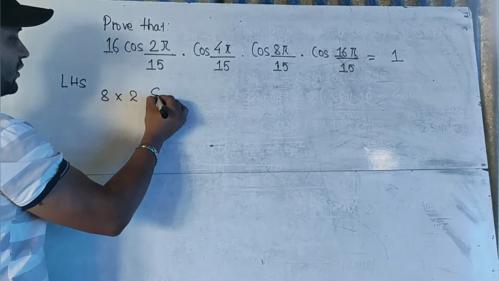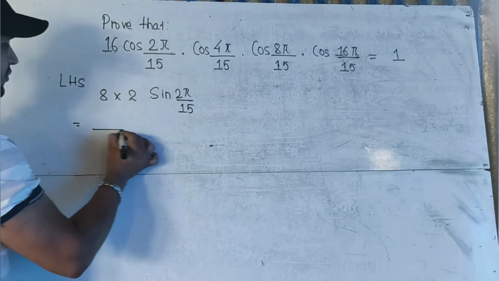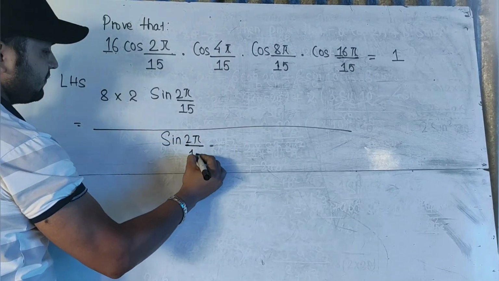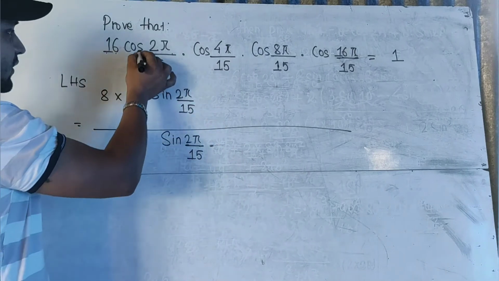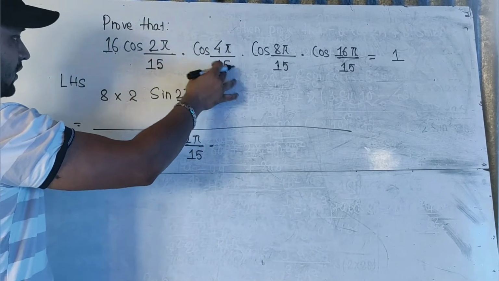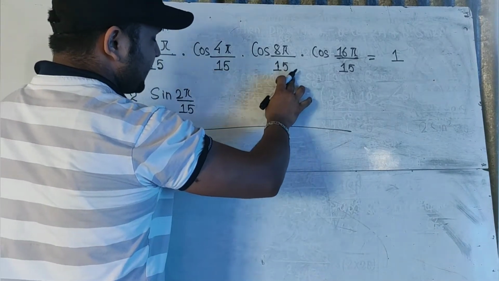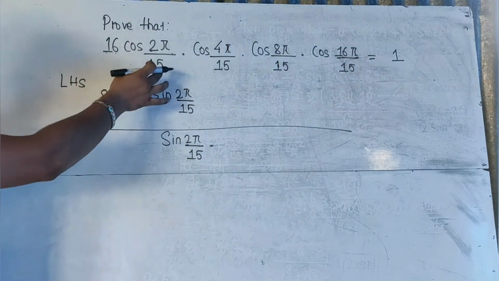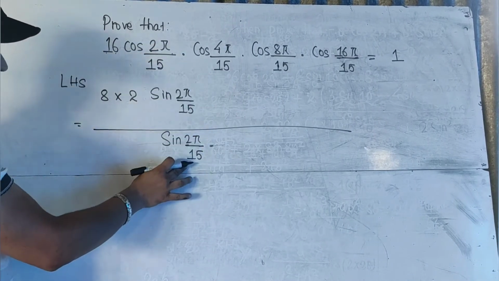You are multiplying the numerator by sine 2 pi by 15. You also need to multiply the denominator by sine 2 pi by 15. So I multiply the numerator by sine 2 pi by 15 and also the denominator by sine 2 pi by 15. I have told you the condition when to do this. You have to do this when you have cos 2 pi by 15, and the double of 2 pi by 15 is 4 pi by 15, and the double of 4 pi by 15 gives you 8 pi by 15, and again the double will give you 16 pi by 15. So in this condition you have to multiply the numerator and denominator by sine with the smallest angle here. So you have 2 pi by 15, so here also 2 pi by 15, here also 2 pi by 15.